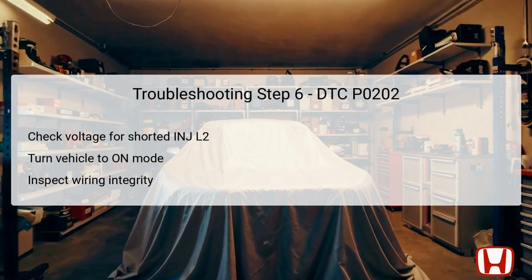In this sixth troubleshooting step, similar procedures apply to assessing the INJ-L2 line for possible short circuits. First, ensure that both the number 2 injector's 2P connector and the PCM connector number 1 lead remain disconnected to prevent any interference when measuring voltage. With the vehicle turned to the on position, use a multimeter again to measure the voltage, this time between the PCM connector number 1 terminal number 19 and the body ground. This check is crucial to confirm whether the INJ-L2 wire is shorting to power.